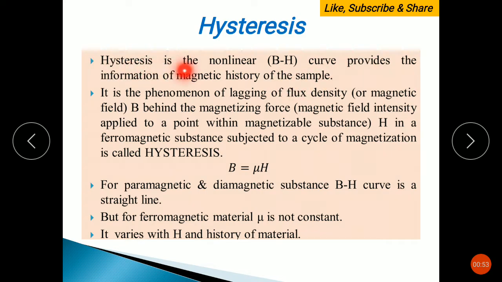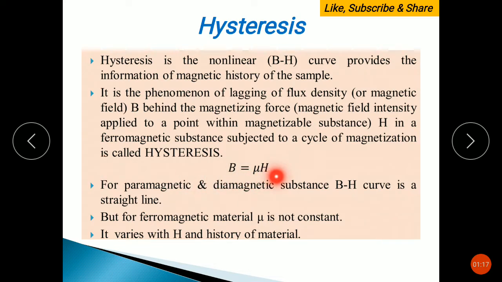What is hysteresis? The term hysteresis is nothing but one quantity lagging behind another quantity. So it is the phenomenon of the magnetic field of the material lagging behind the magnetizing force H in a ferromagnetic substance when it is subjected to a cycle of magnetization, that is, variation of the external magnetic field, and it is called hysteresis.